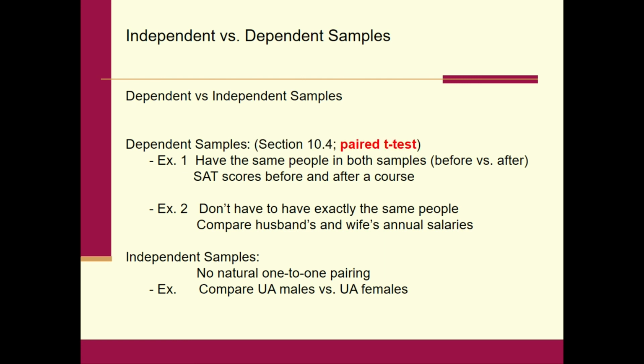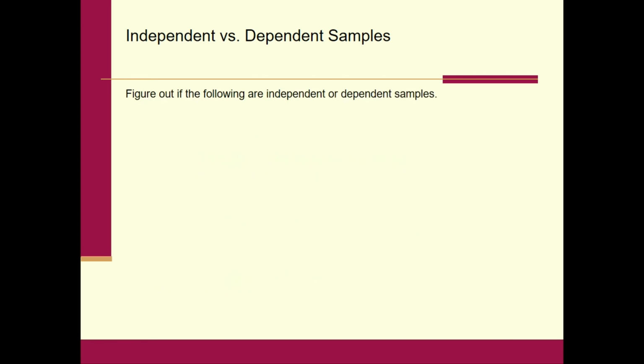So dependent samples is section 10.4, and it's what we call the paired t-test. You can imagine why we call it a paired t-test. We've got all these natural pairings going on. And independent samples, that's section 10.2, and it's what we call a two-sample t-test. Two-sample t-test and a paired t-test. When we actually go through this, we're going to go through 10.2 first and then 10.4. But before we get there, let's give you some examples.